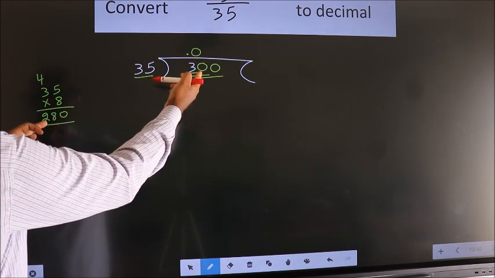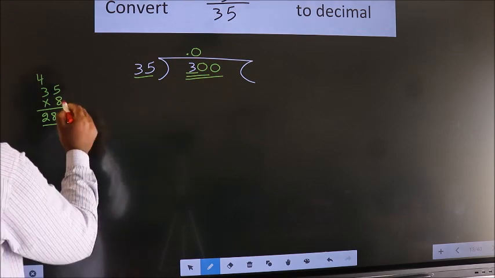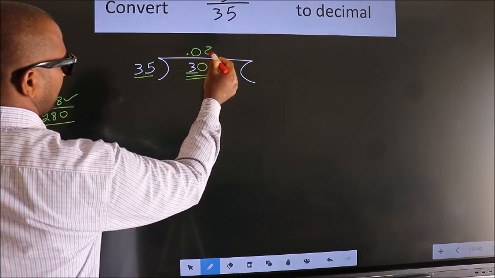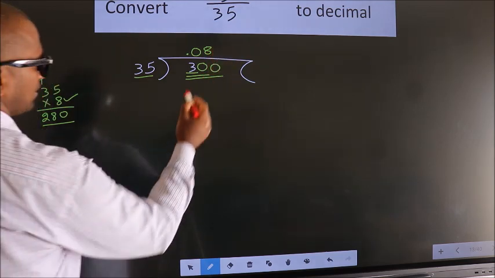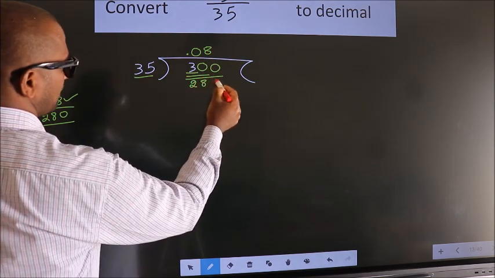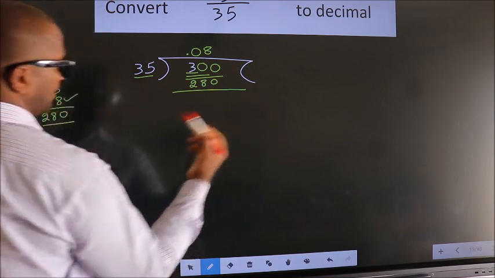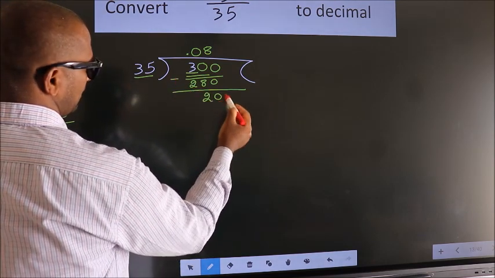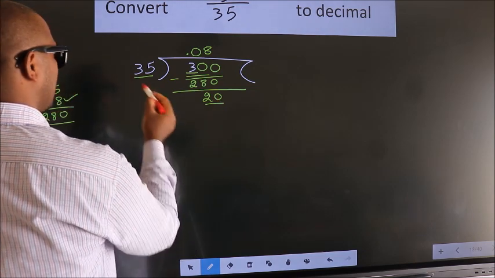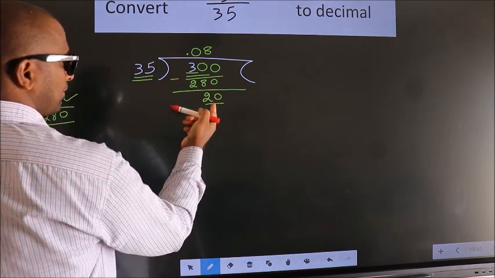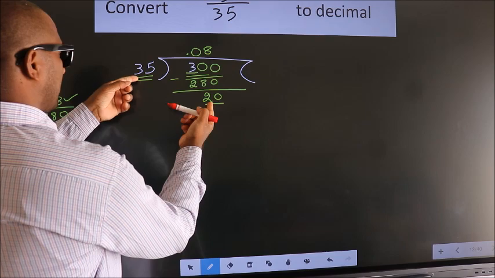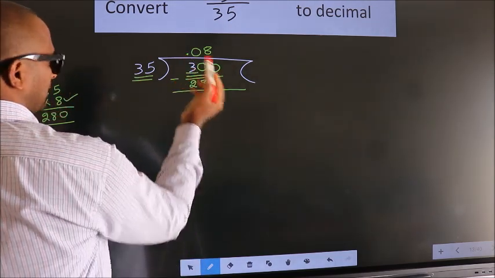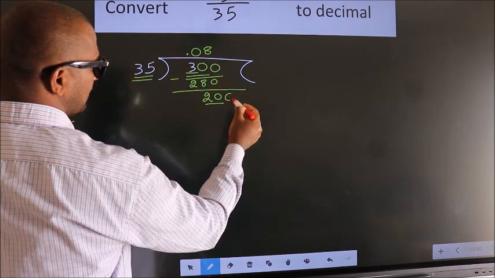280 is close to 300. So we should go with 8. So 35 8 times, 280. Now we should subtract. We get 20. Here we have 20, here 35. 20 is smaller than 35. And we already have the decimal. So we can directly take 0.